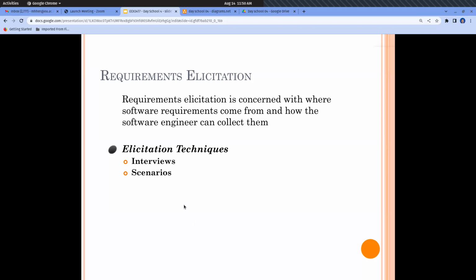Scenarios mean some small examples, and what will happen in one instance. Those are scenarios. Prototypes: a prototype is a small system. Prepare a small system, not the large system, a very small system.